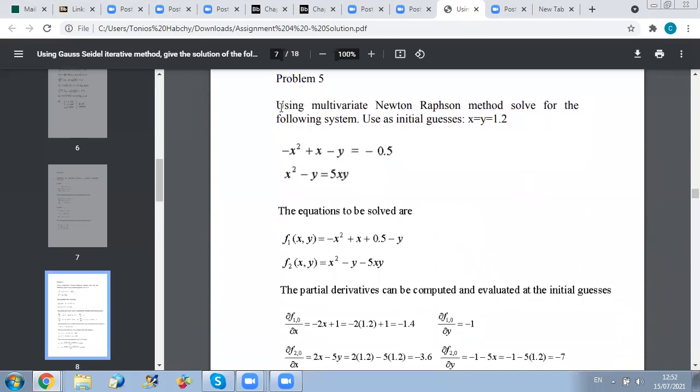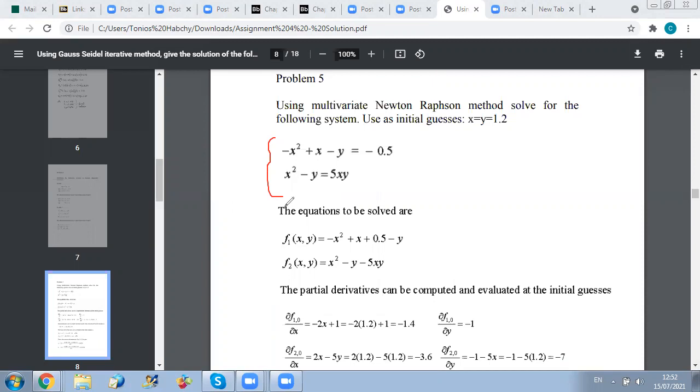Problem 5. Using the multivariate Newton-Raphson method, solve the following system and use as initial guesses x equals y equals 1.2. So you have this system: minus x squared plus x minus y equals minus 0.5, and x squared minus y equals 5xy. And you want to solve these equations.